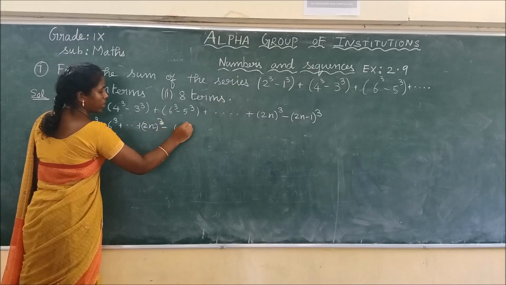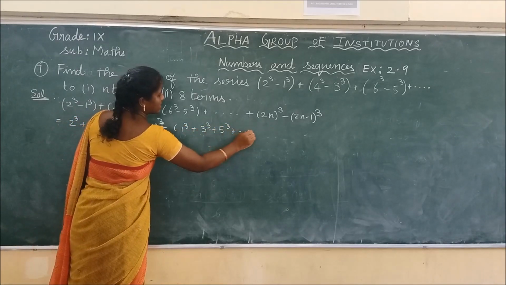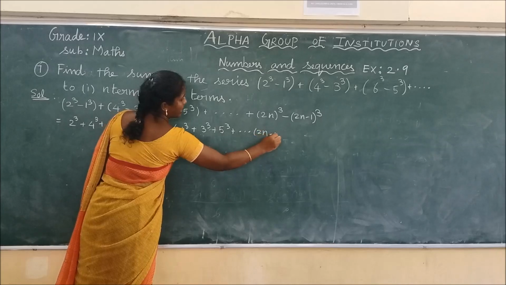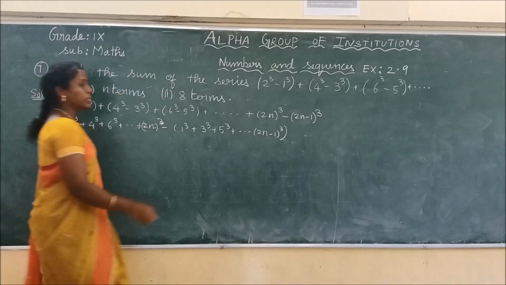The sum of the cubes of the odd numbers: 1 cube plus 3 cube plus 5 cube plus etc. up to 2n minus 1 the whole cube. Okay. Now make this as equation 1.